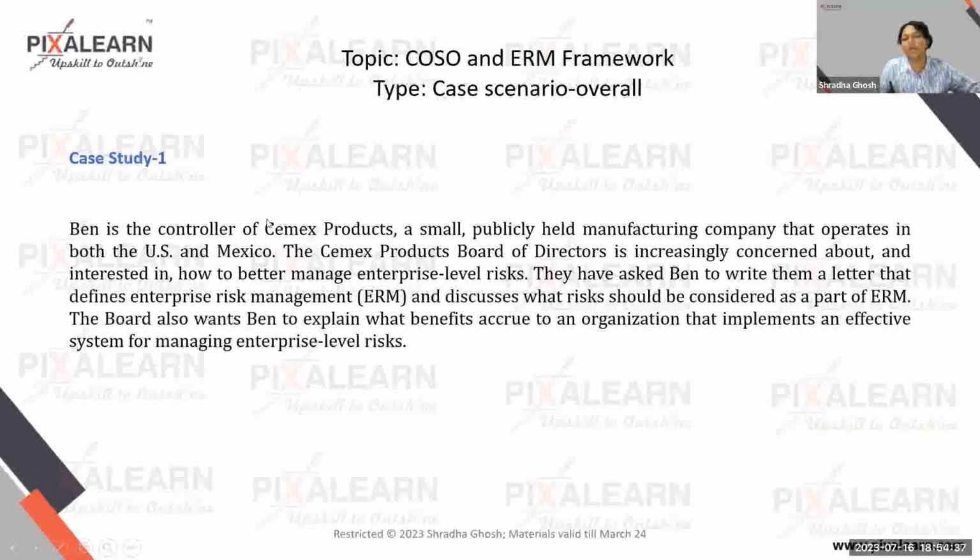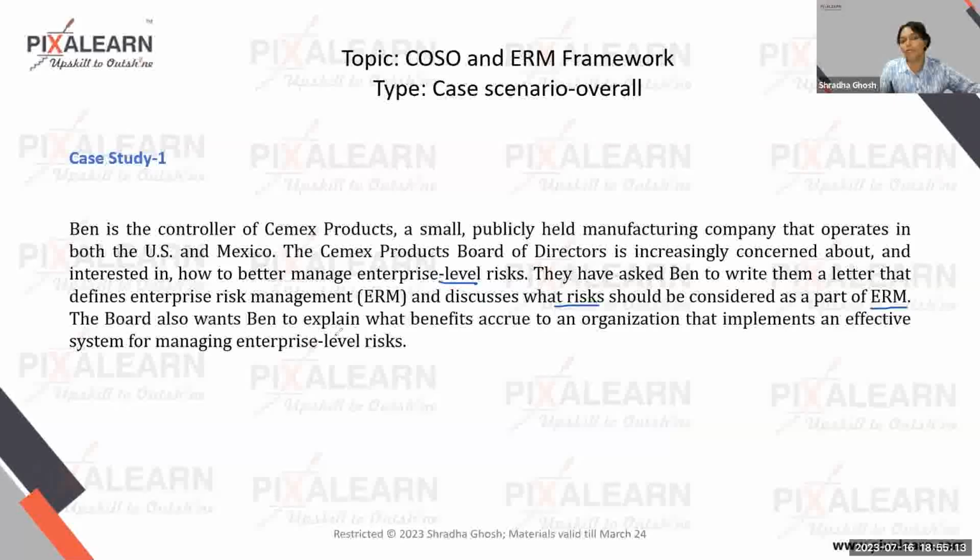Ben is the controller of Cemex Products, which is a small publicly held manufacturing company that operates in both US and Mexico. The Cemex Products Board of Directors is increasingly concerned about and interested in how to better manage enterprise level risks. They have asked Ben to write them a letter that defines enterprise risk management and discusses what risks should be considered as part of ERM.